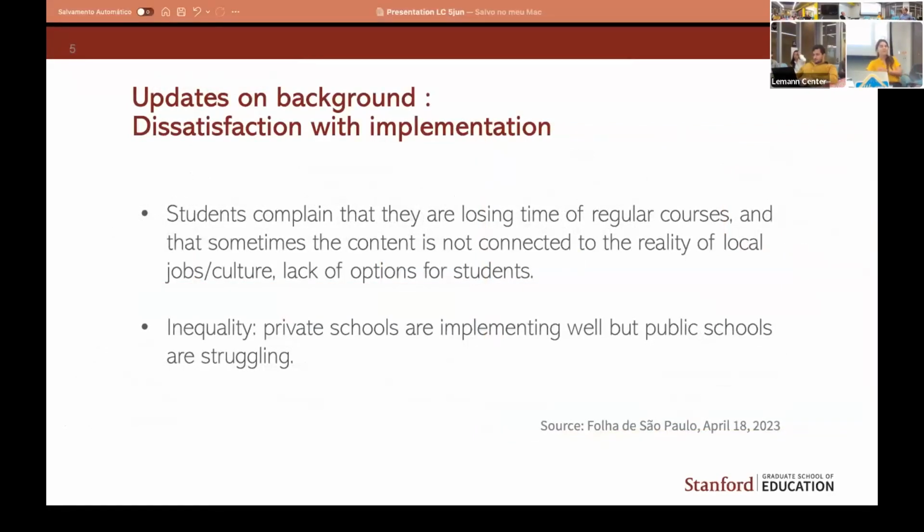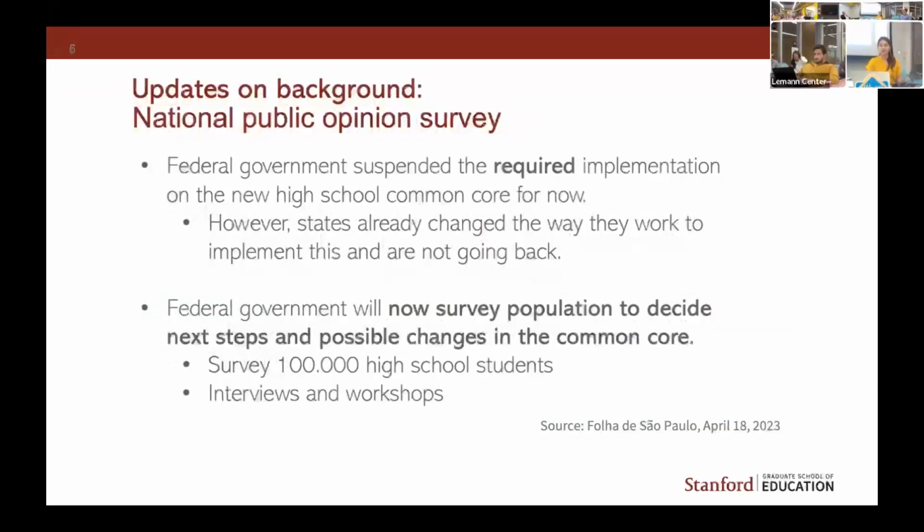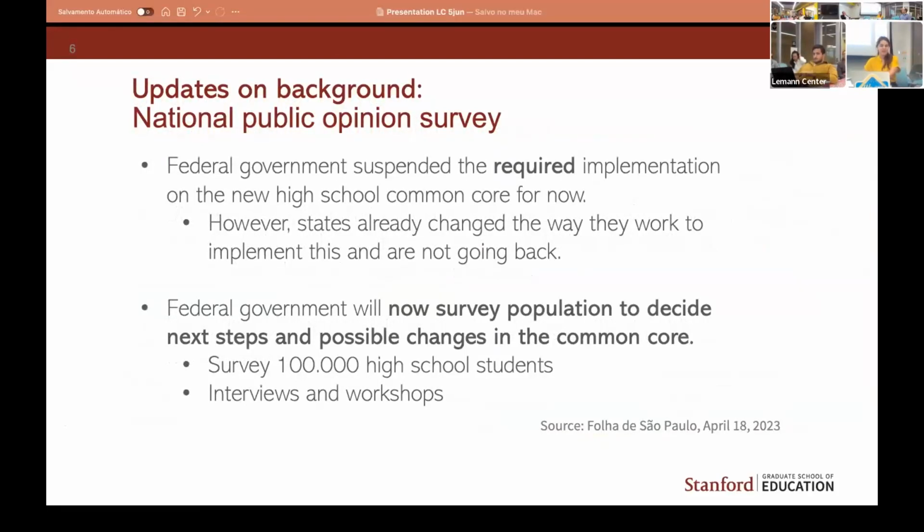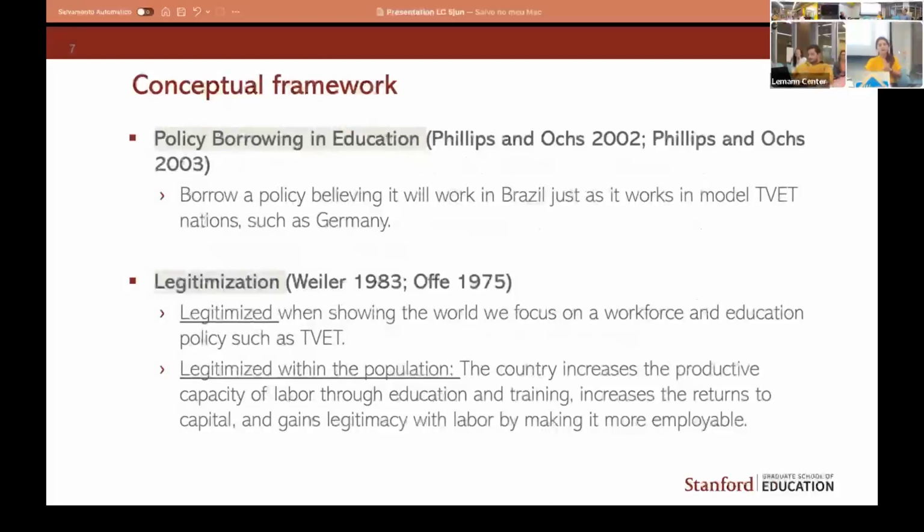And here I have some updates on this background. I think most of you know that we had a lot of protests in the last couple of months about dissatisfaction with the implementation of BNCC, including the TVET track. Now our national government has suspended the required implementation. However, states have already changed the way they're working. They're already working with those five tracks. And the government is also now surveying the population and students to decide what the possible changes in the Common Core, in the BNCC, should be. I didn't go through this in my research, but this is an important background to give you.